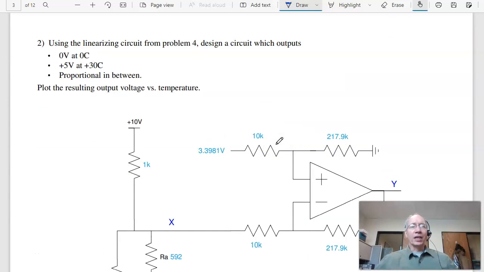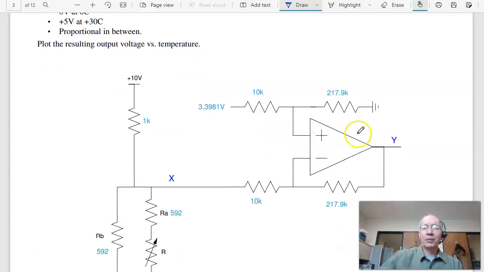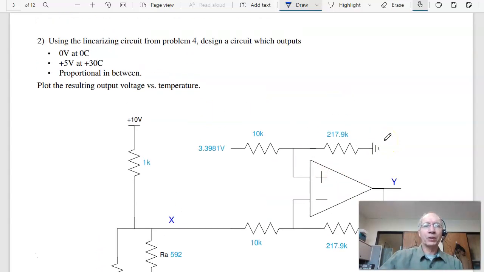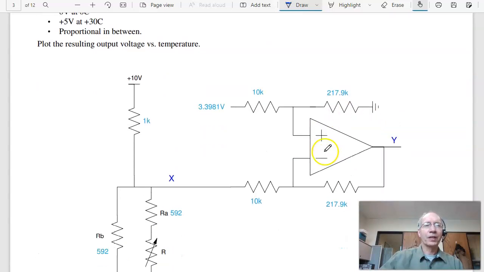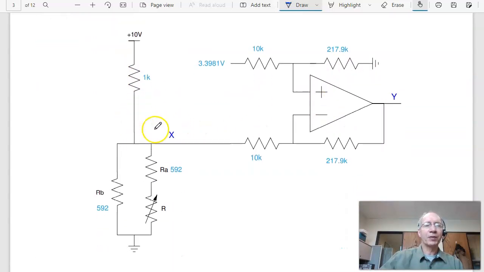Once I get that circuit, I can now build a circuit to amplify and drive the output to 0 to 5 volts as temperature goes between 0 and 30 degrees Celsius. The first step is pick your favorite resistor up here for the voltage divider. I chose a 1K. Here's my linearizing circuit. Once I do that, I have a voltage at 0 and 30 degrees Celsius. At 0, I want the output to be 0. At 30 Celsius, I want that to be 5 volts.